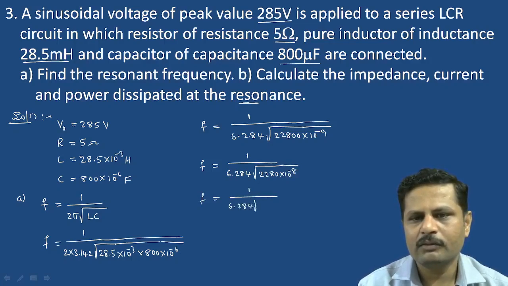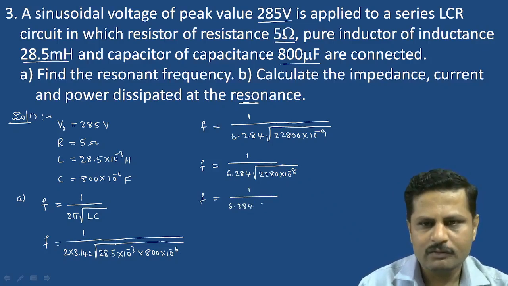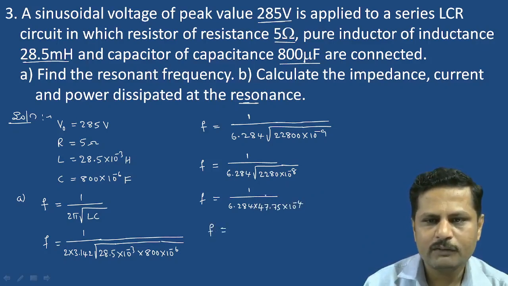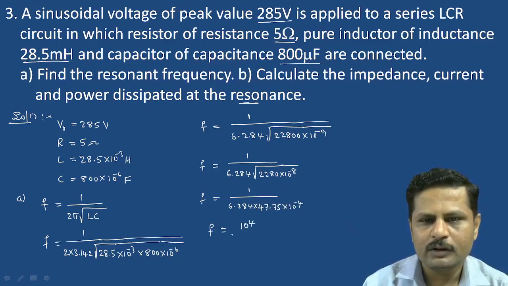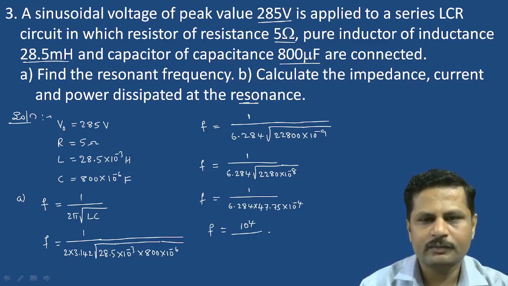6.284 here, square root of 2280, that is equals to 47.75 into 10 raised to minus 4. If it goes up, it will become 10 to the power of plus 4 divided by 6.284 into 47.75.